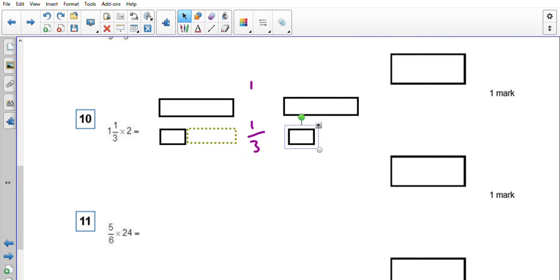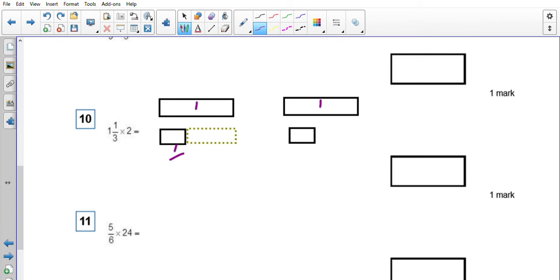So now, if I look at this, I've got 1 whole, 1 whole, 1/3, 1/3. So I now have 2 wholes plus 2/3, which is how I get my answer of 2 and 2/3. Okay.